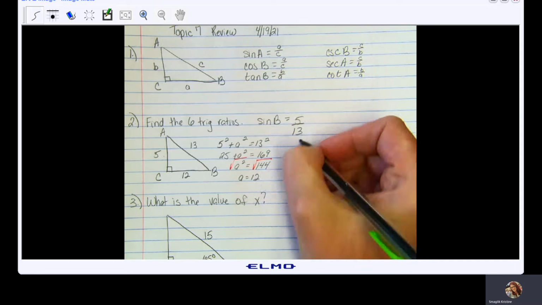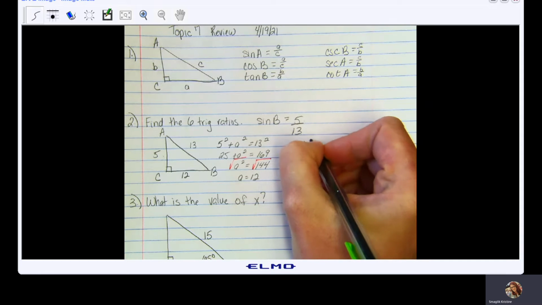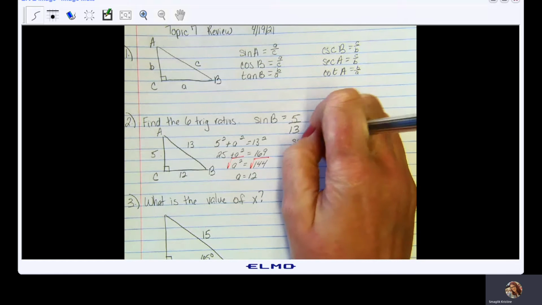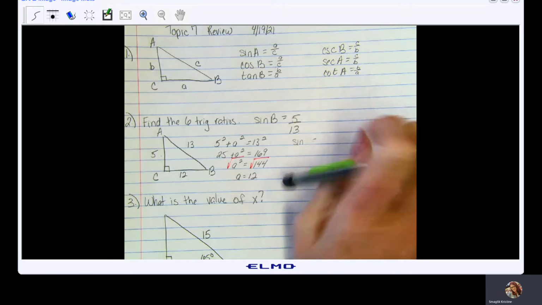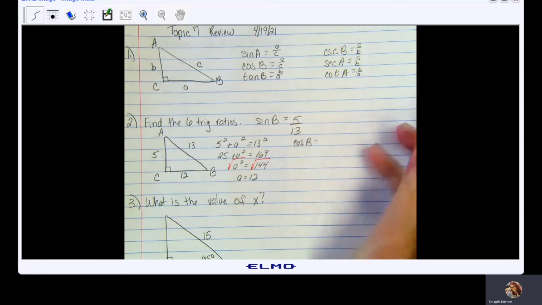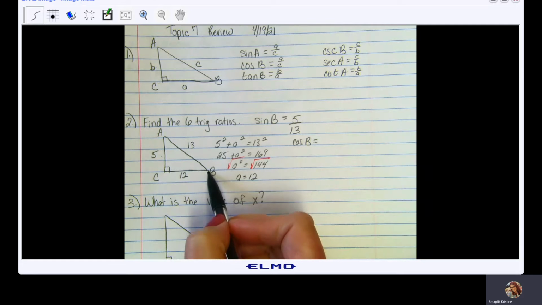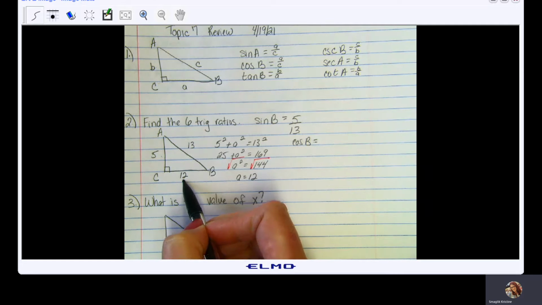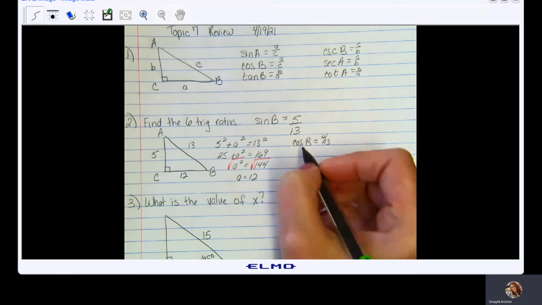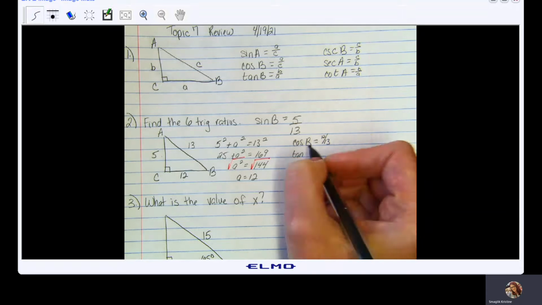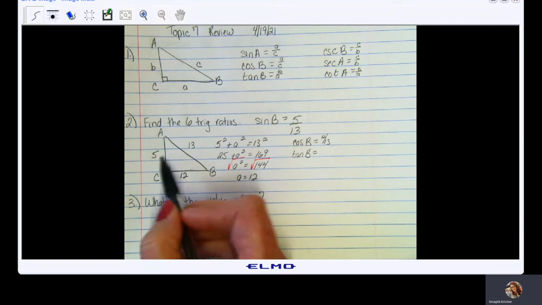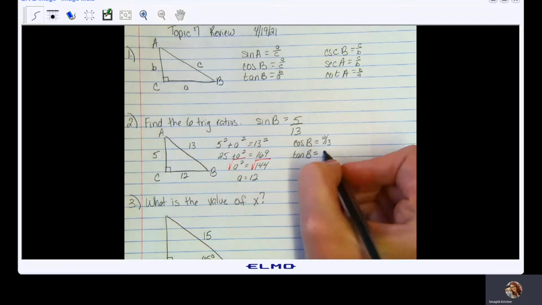Let's just do a few. I don't think we need to do all of them. So let's go sine of theta. So theta was B, excuse me. We already got sine of B. Let's do cosine. Cosine of B is adjacent, which is 12, over the hypotenuse, which is 13. So 12 thirteenths. Tangent of B is opposite over adjacent, 5 over 12.